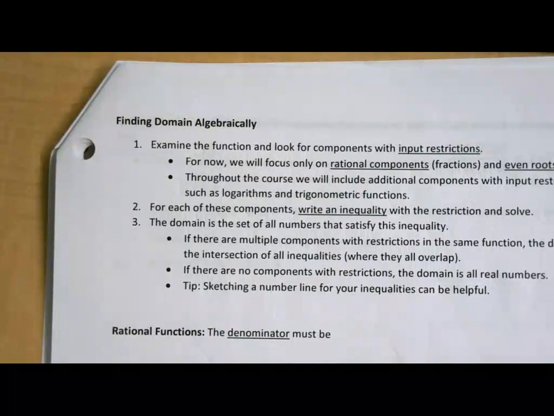And then we're going to solve that inequality, and that inequality is going to tell us the domain. I want you guys to keep in mind what the domain is. The domain is the list of everything that can go into the function, right? It's any number that can go in without screwing anything up and making the function break.